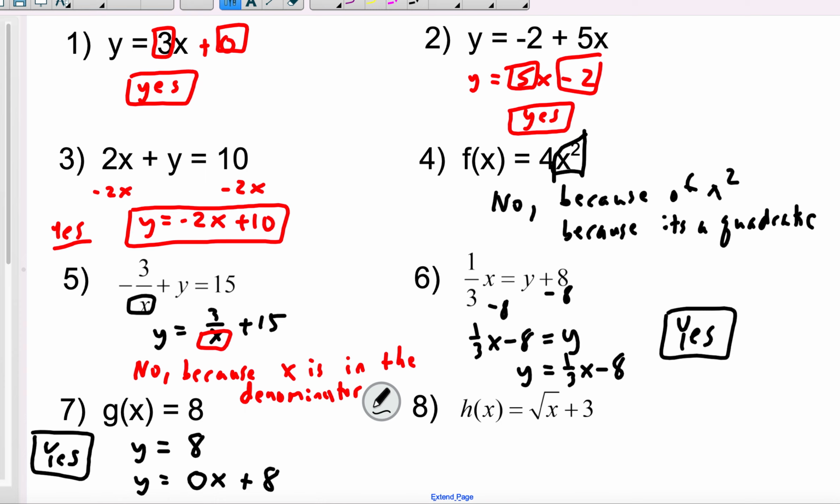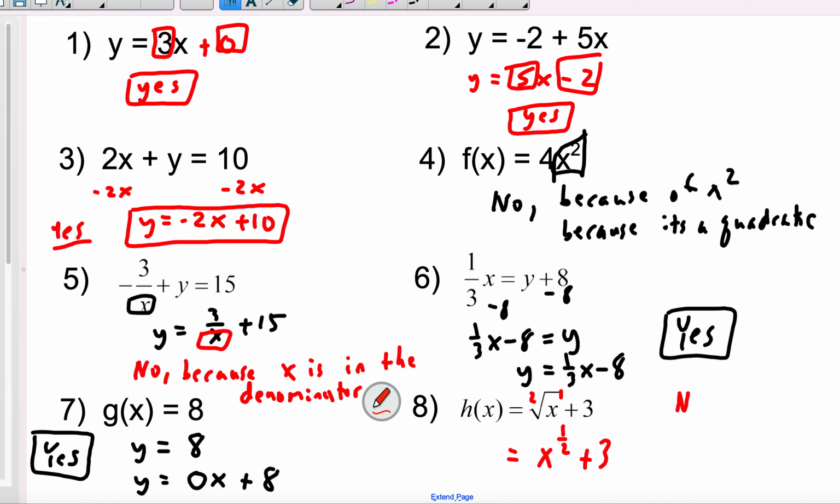What about number 8? Well, you've got a square root in here. So it's not going to be a linear, it's going to be a square root function. The way that you write this one out, if you were to do it by the powers, is x to the 1/2 plus 3. So you don't have that x to the first there either. It's x to the 1/2.